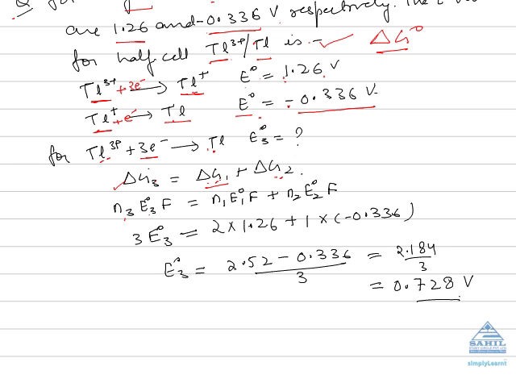So n3 E0 3 F is equal to n1 E0 1 F plus n2 E0 2 F. Now the number of electrons gained in the final equation is 3, so 3 into E0 3. F can be cancelled out from both sides. So 3 into E0 3 is equal to 2 into 1.26, which is given in the first equation, plus 1 into minus 0.336. So the E0 value for the final equation can be calculated directly by adding the thermodynamic parameter delta G0.